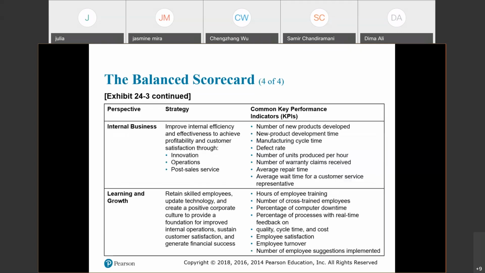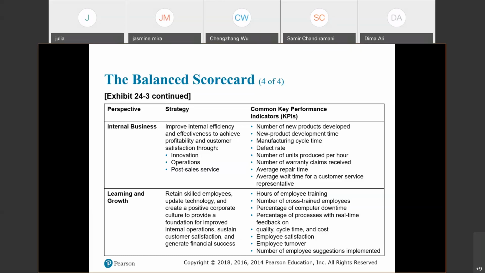The third perspective is the internal business perspective. This perspective helps managers address a question like, at what business processes must we excel to meet customer and financial objectives? As you can see, this is a much higher perspective that considers both business process and customer objectives.